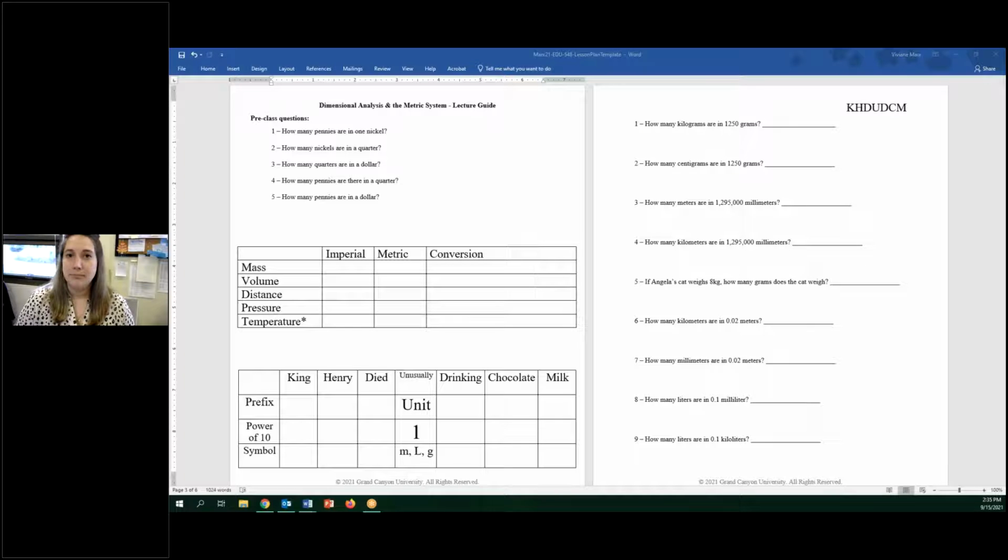From there, the class will fill out the metric conversion chart, including the prefixes, the power of 10 equivalents, and symbols. Extra attention will be placed on the unit so that students are aware that many units can be implemented in this system, and the main ones for our class will be meters, liters, and grams.